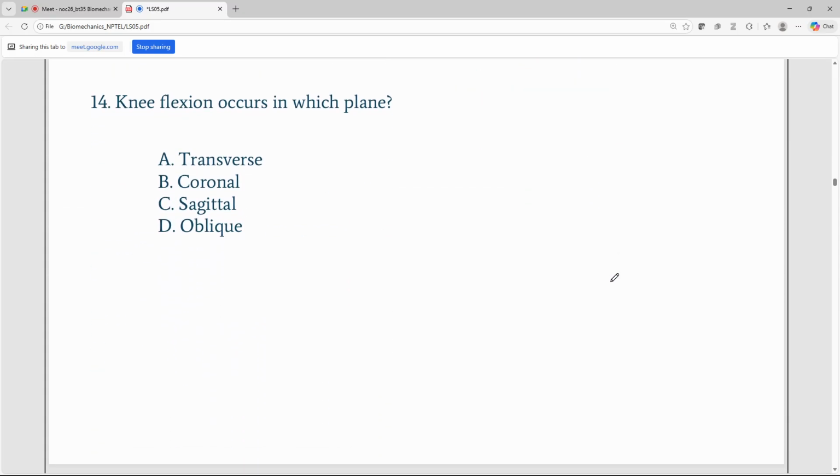Next question. Knee flexion occurs in which plane? In which plane does the knee flexion occur? Options are: option A, transverse. Option B, coronal. Option C, sagittal. Option D, oblique.